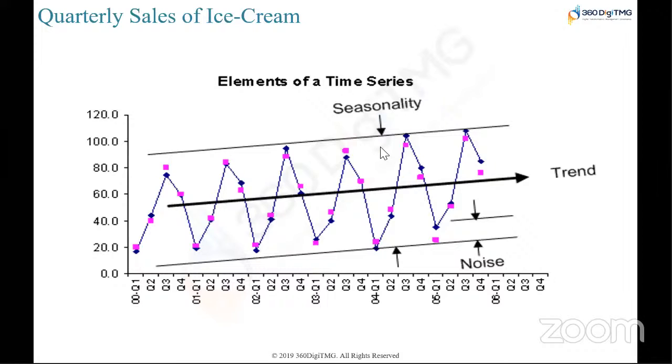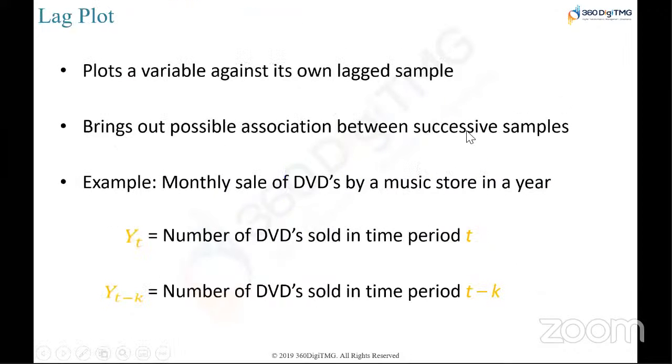All right. Now, we did not get into the detailed discussion of what autocorrelation is at that point of time, but now we are going to be discussing that autocorrelation. So there was a reason why I wanted you to revisit in your memory that error and that autocorrelation, what is that expression and all that, because I am going to be talking about something known as the lag plot. All right. It plots a variable against its own lag sample, and brings out possible association between successive samples.